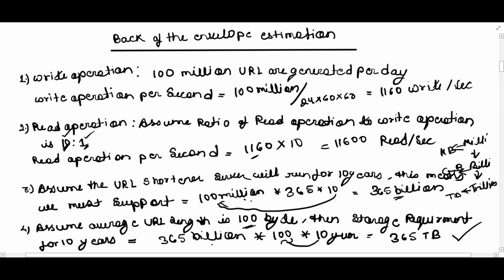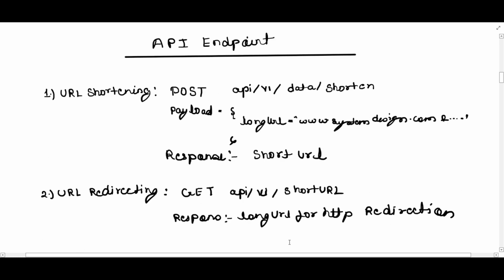So let's proceed and see how the API can be designed for this URL shortener. An API endpoint facilitates the communication between the client and the server, and we will design the API in REST style. The first one is the URL shortener. To create a new short URL, the client sends a POST request, which contains one parameter, the original long URL. This is the POST request to API version 1 data shorten. In the payload we pass one string as the long URL attribute, and the other string is the actual long URL, and the response will be the short URL.